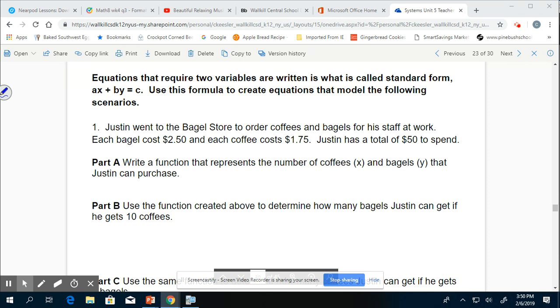Well, coffees cost $1.75, and they're going to be our x. So 1.75x plus bagels are going to be our y, and they're $2.50 each, so plus 2.50y. And we know I have a total of $50 to spend, so equals 50.